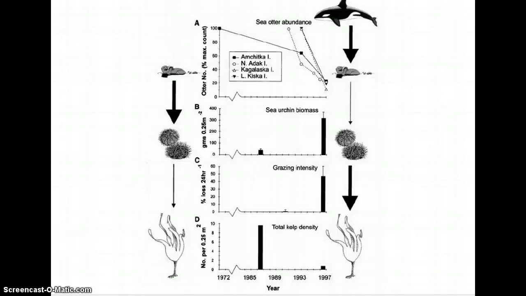Hopefully you came to the conclusion that the killer whales are eating the sea otters. The sea otter population has gone down. The sea otters then are not there to feed on the sea urchin to keep the sea urchin population in check. The sea urchin population has increased dramatically. And since the sea urchins feed on the kelp forest, there's a lot more sea urchins.